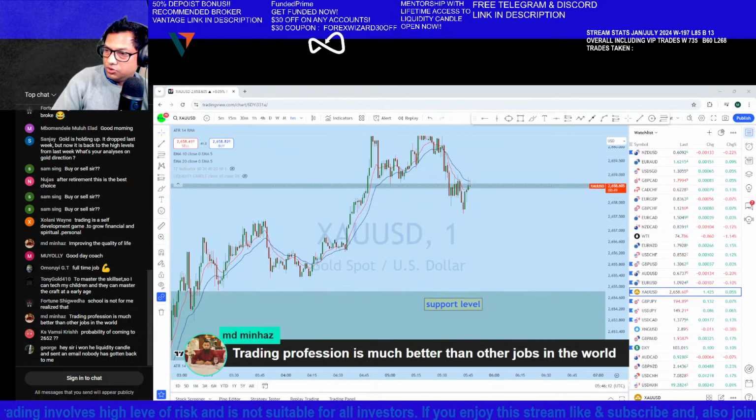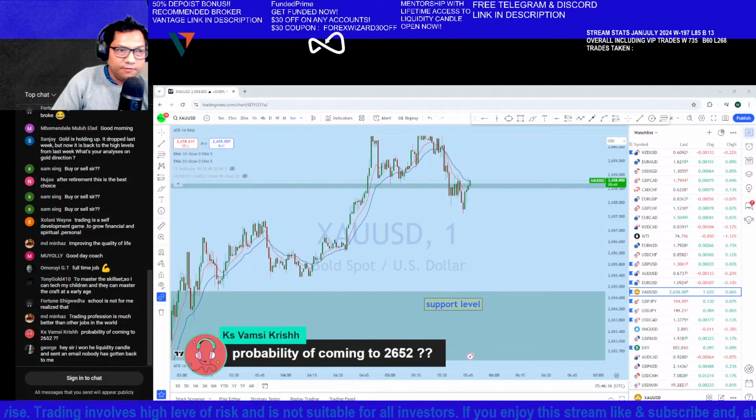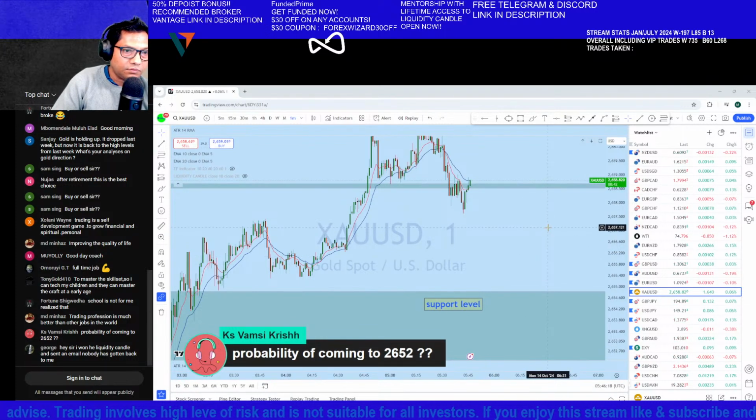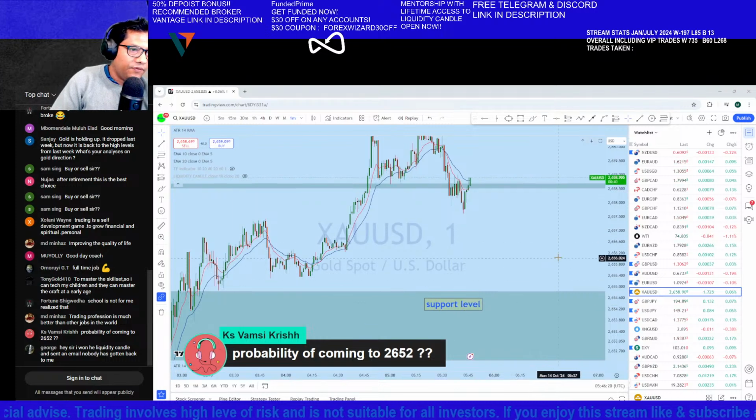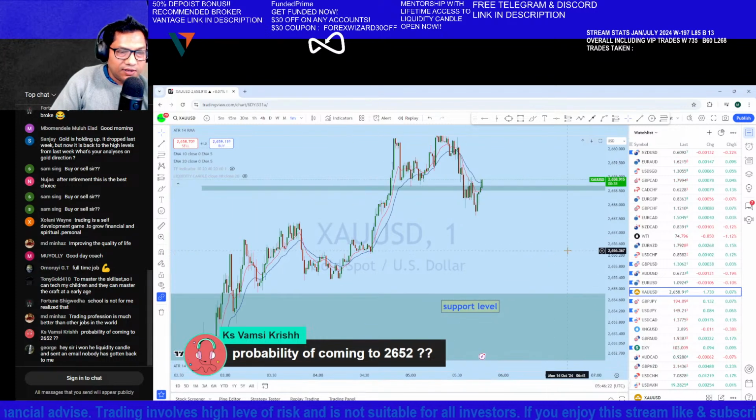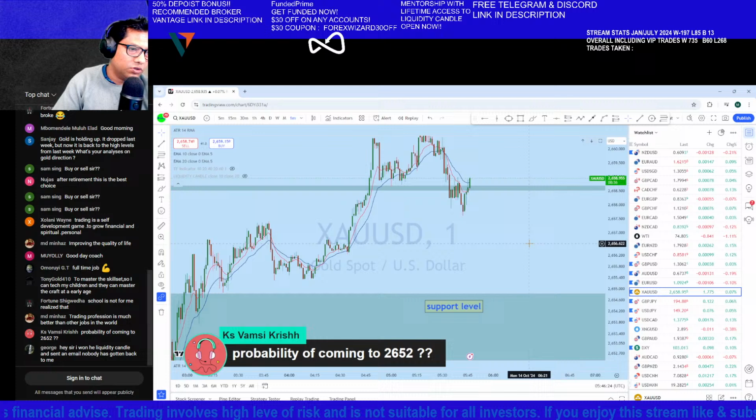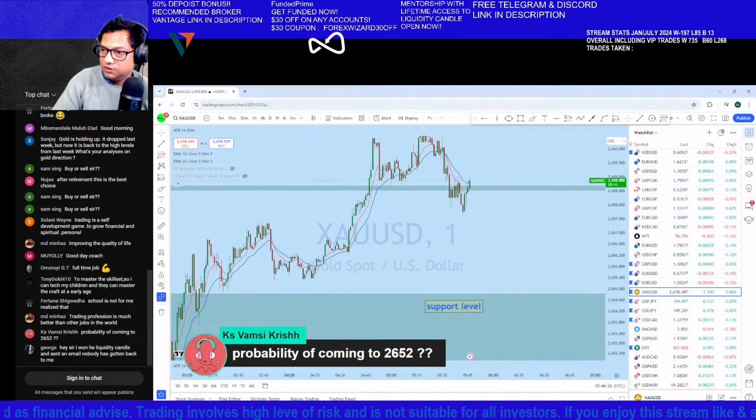Price is coming to 2652. If it drops, we might see some downside, but at the moment I'm still waiting for the market to show its hand. So I want the liquidity candles.